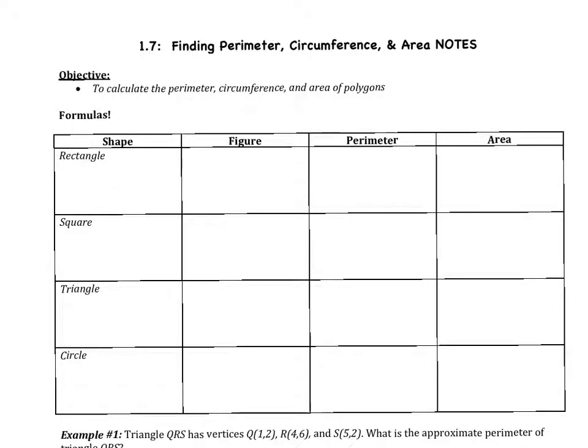Welcome to the last video of Chapter 1, which is Section 7. In this video, we will be finding perimeter, circumference, and area of various polygons.